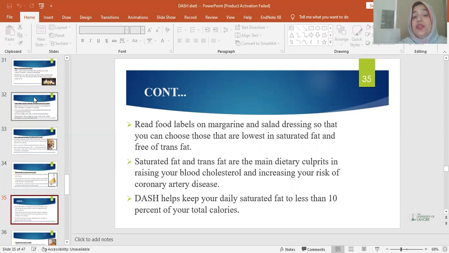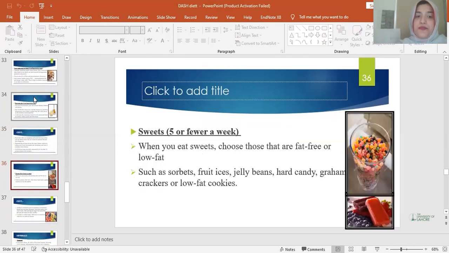DASH helps keep your daily saturated fat to less than 10% of your total calories. For instance, if your daily allowance of fat is 80 grams per day, saturated fat should be limited to 8 grams per day, not exceeding 10 grams per day, like 1 teaspoon of butter you can take in your daily diet.